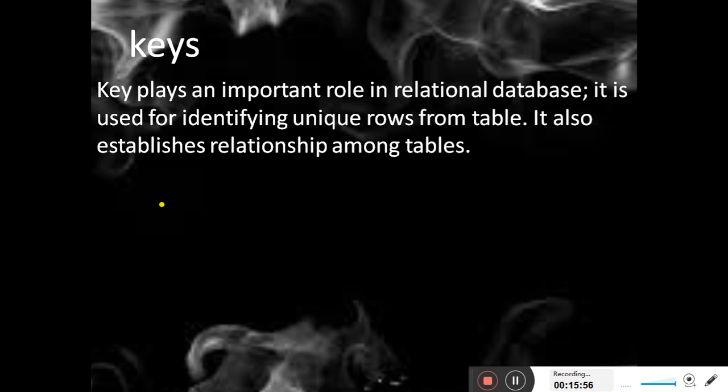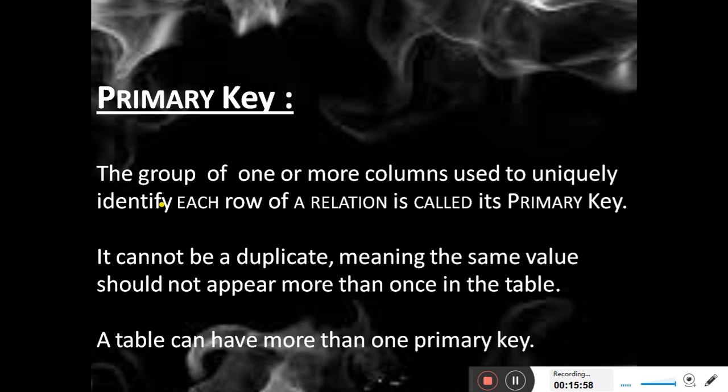So primary keys are what? The primary keys are the unique keys which are used to identify each row in a table. Got it? It cannot be duplicated. You cannot insert similar data in one field, meaning the same value should not appear more than once in a table. A table can have more than one primary key, so you can create a composite primary key as well.